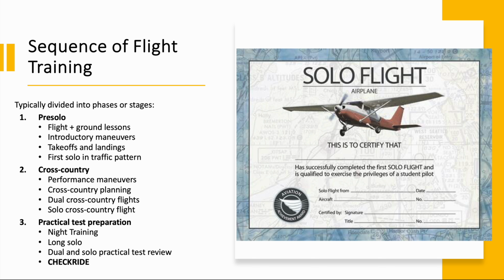So at the end of the stage, you do a solo in the traffic pattern. So what that means is your instructor is going to stand next to the runway and he's going to watch you do circles. You're going to land on the runway, take off, circle again, land, take off, circle again. At least 3 times the first time. After that, you can do more if you want, but it's usually how it goes.